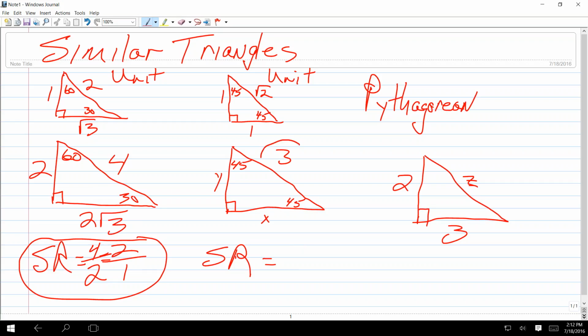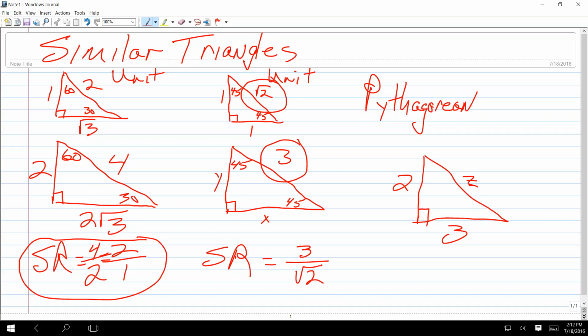Take the hypotenuse and divide it by the unit hypotenuse. What do you get? 1.5? No, I don't want a decimal. Here's what I want for an answer: 3 divided by root 2. Oh, yeah. Okay? That's all.